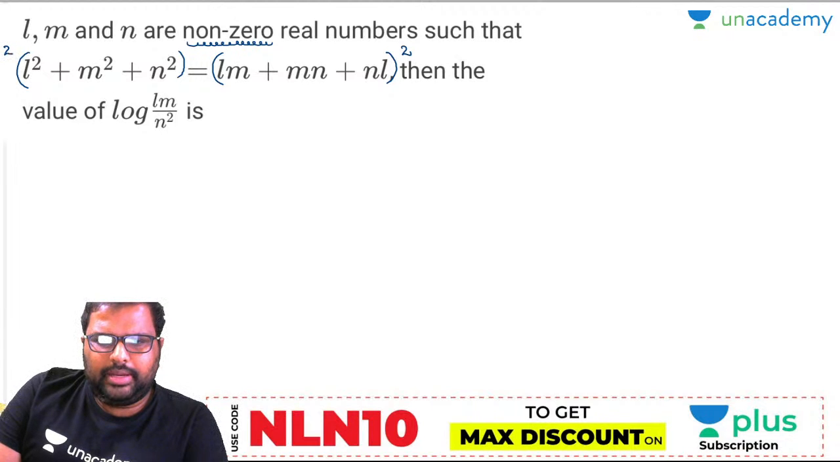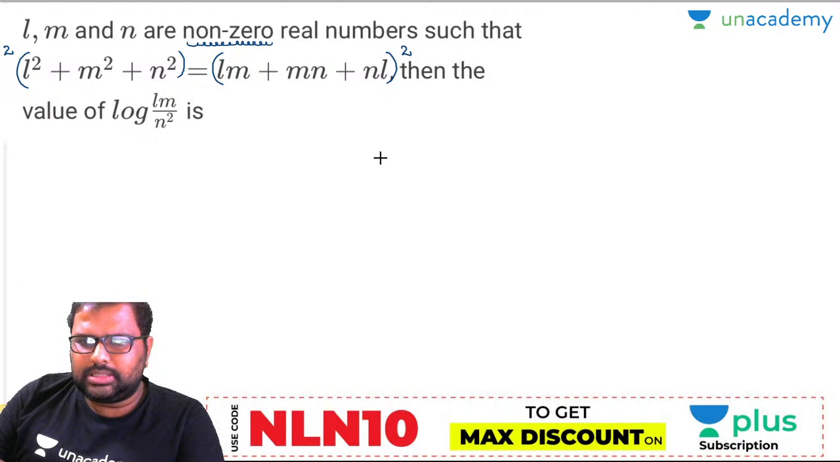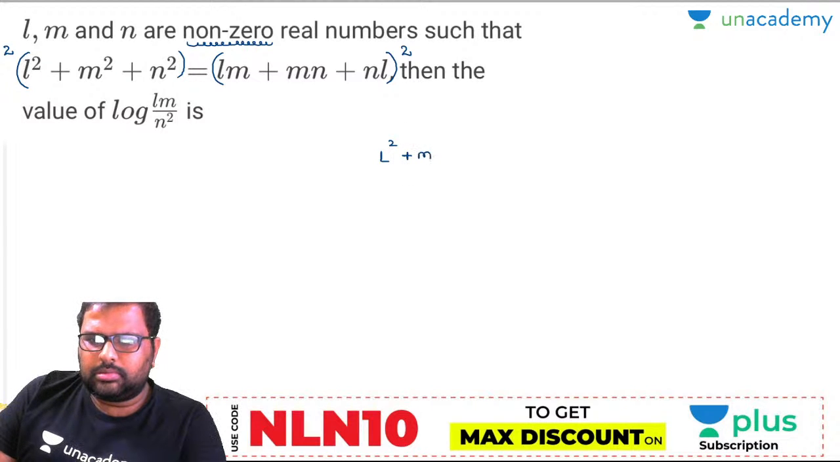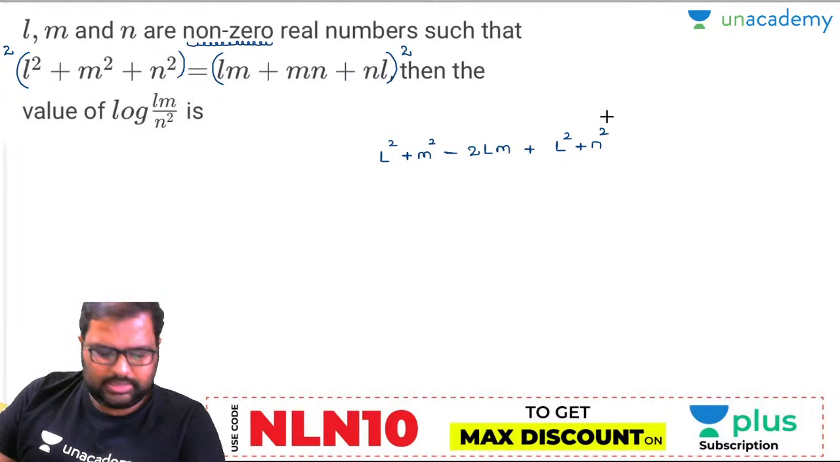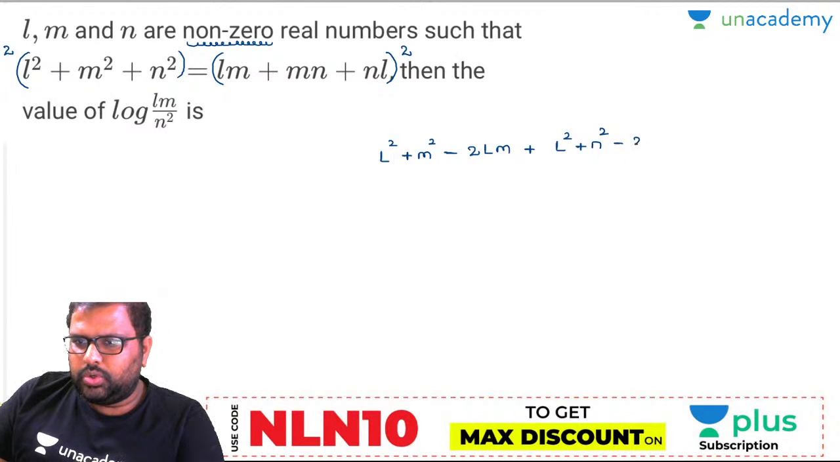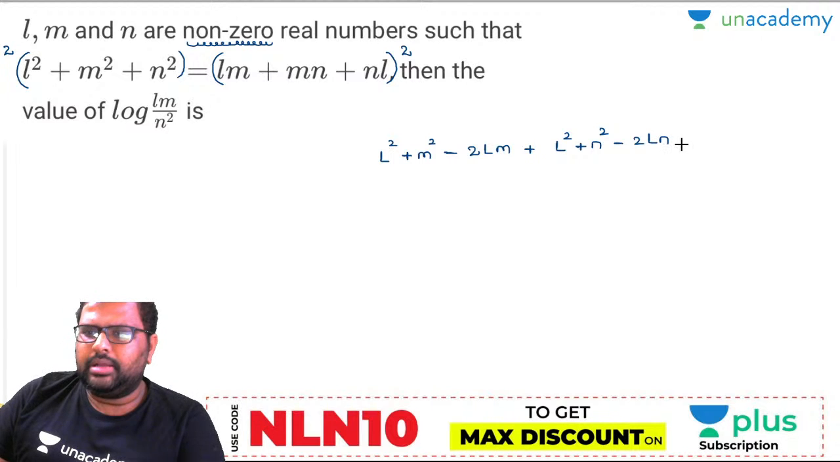So by multiplying 2 on both sides, can I write down like this? L square plus M square minus 2LM plus L square plus N square, because 2 L squares are there, 2 N squares are there, minus 2LN, plus can I write down like this? M square plus N square minus 2MN is equal to 0.